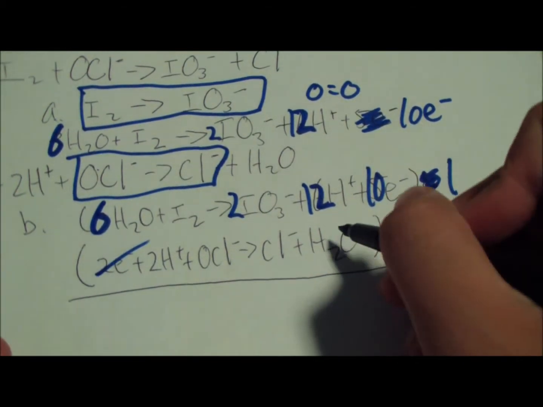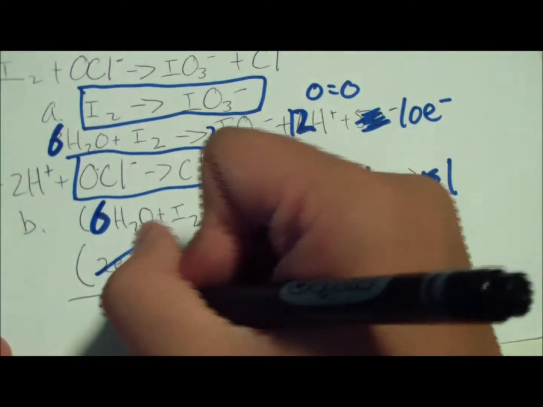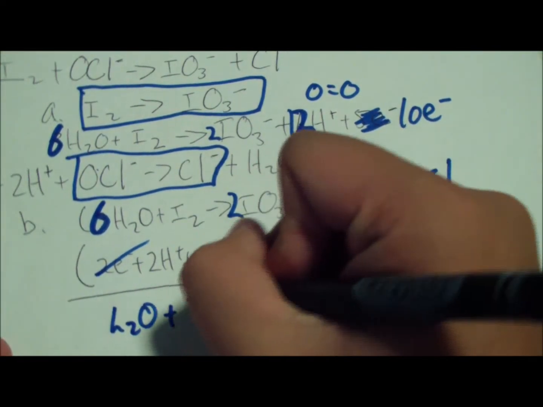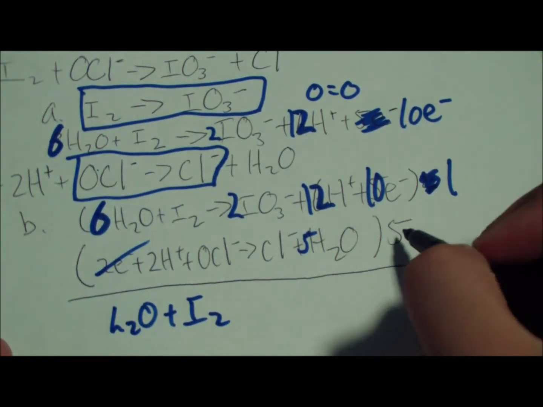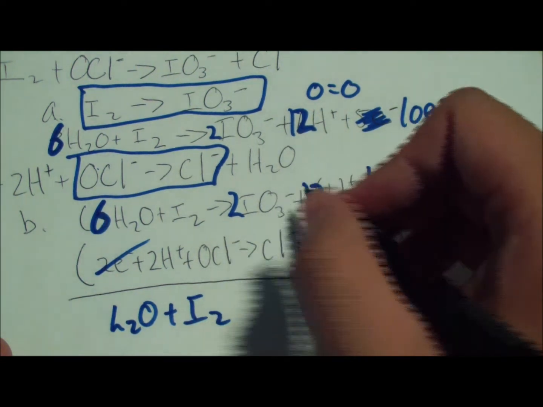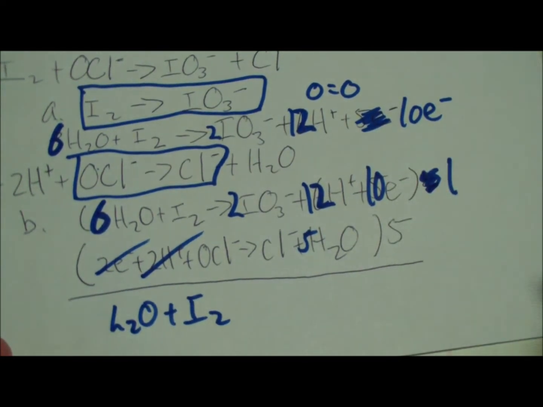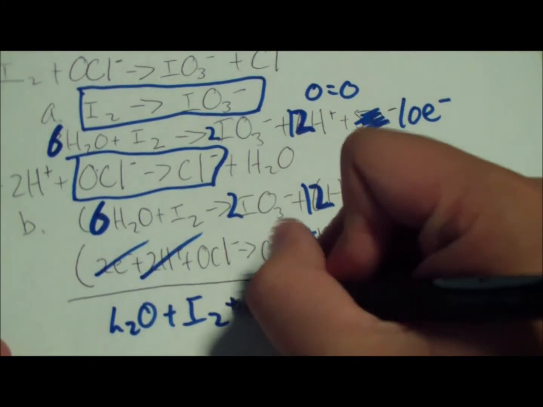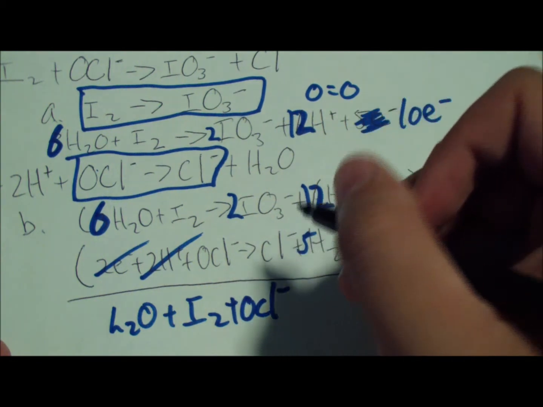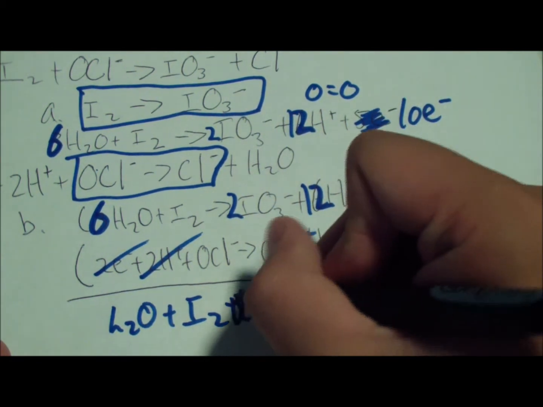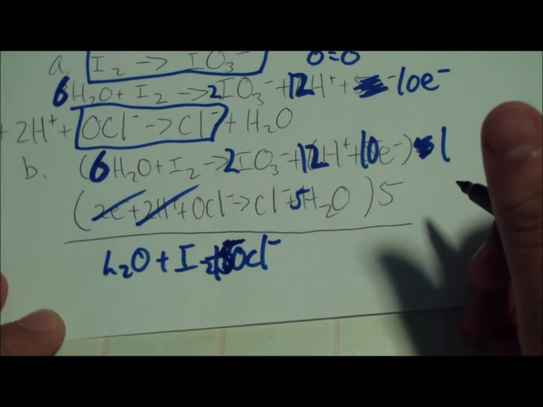So I will have left, I have 5 H2O here, I have 6 H2O there, so I will have 1 H2O left, plus I2. And then I have 12H here, I have times 5 here, 10H, so I will have 2H on the product, I will have 2H plus on the product side, not on the reactant side. And then plus 5 OCl minus, 5 OCl minus. I'm sorry if you guys can't see it, but you can hear me.